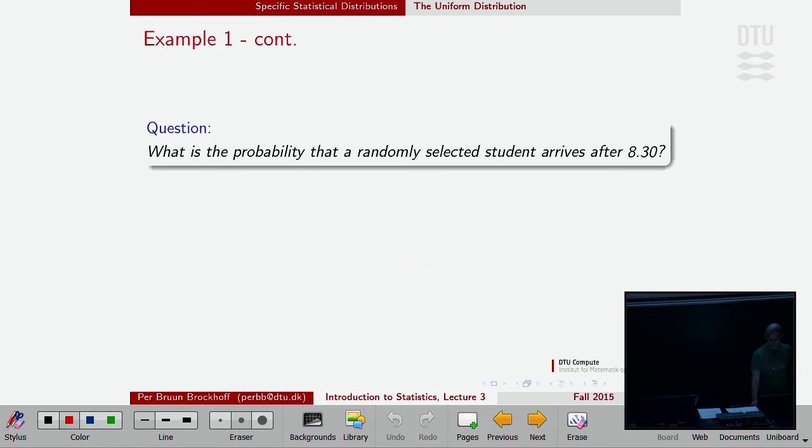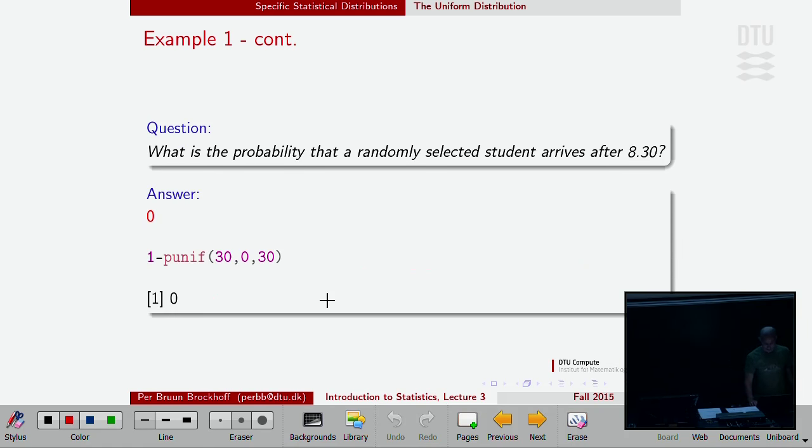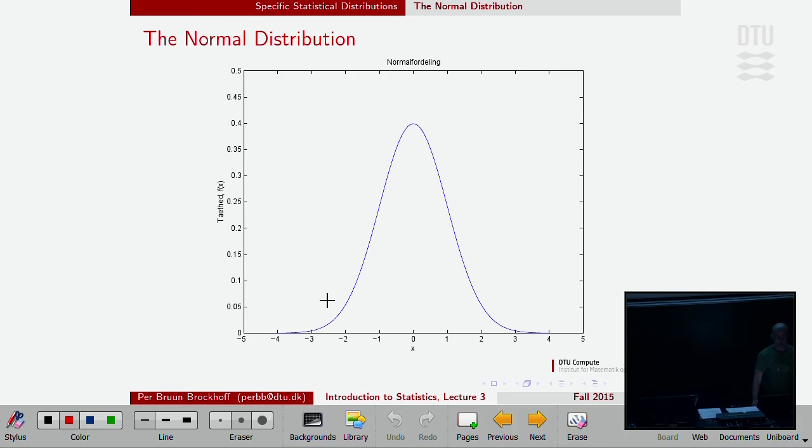What is the probability that you come after 8:30? Whoa, an intelligent question to pose. 0. That is a nice 0, and R would tell us if we were in any doubt about that. Thank you, ladies and gentlemen. That was the uniform distribution.